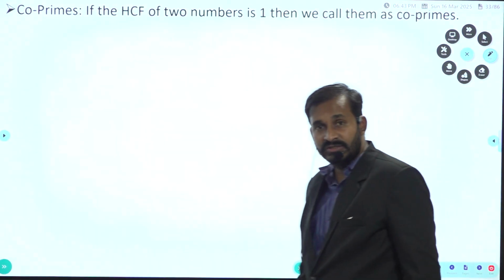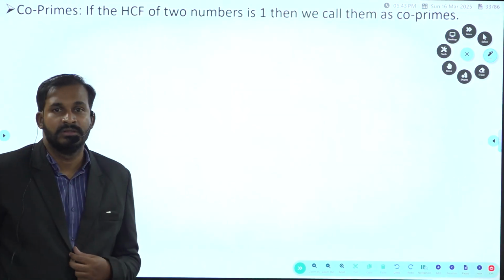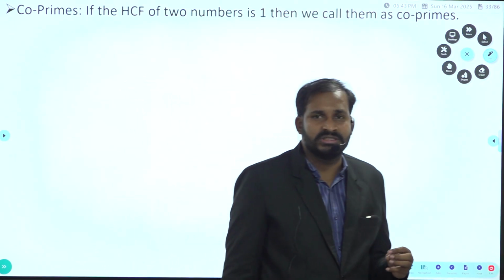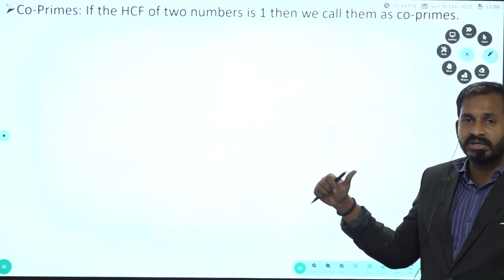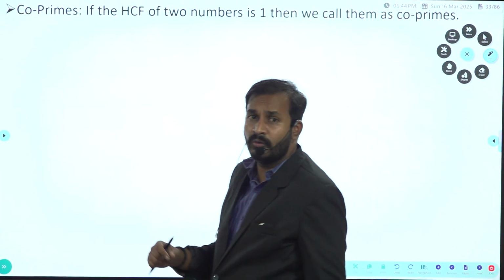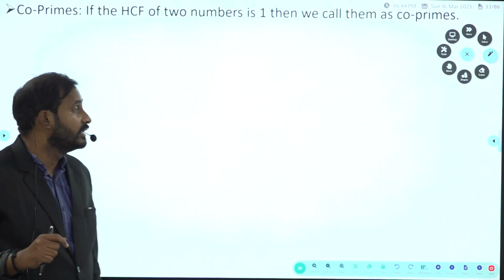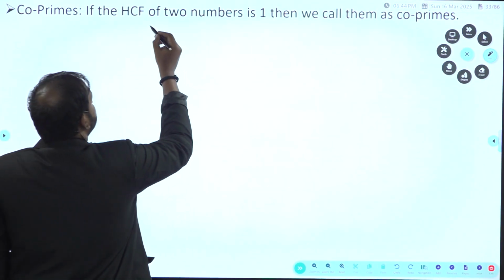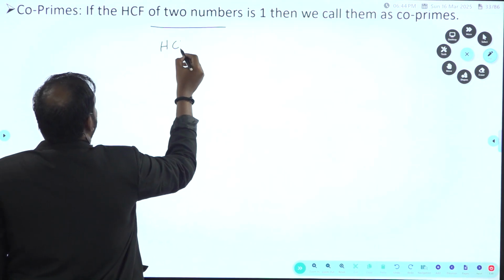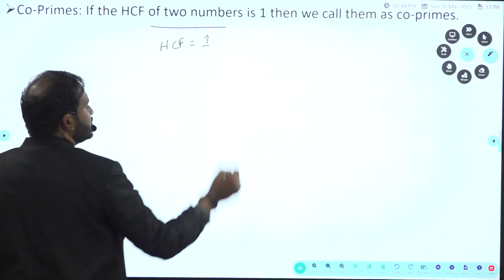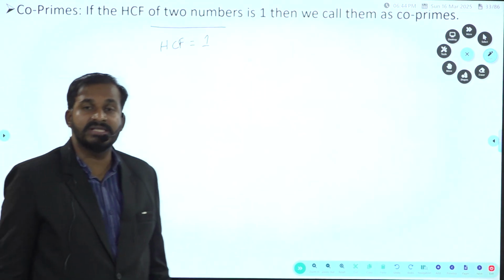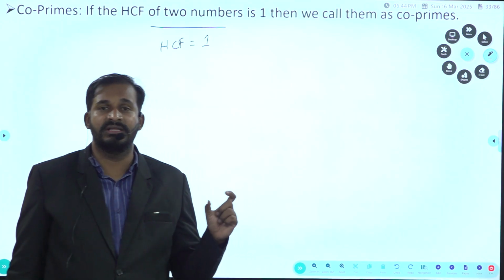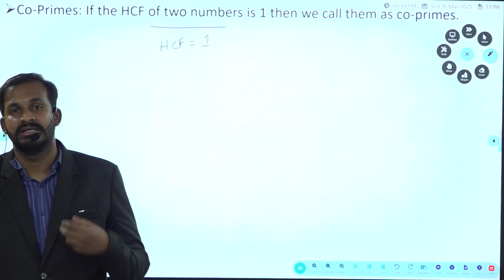Next one. See, these co-primes are very, very important. Almost around 25% of questions from this number system concept depend on co-primes. So which two numbers do we call co-primes? Understand: if the HCF of any two numbers is 1, then we call them co-primes. By seeing the word prime, don't think that co-primes always contain prime numbers.